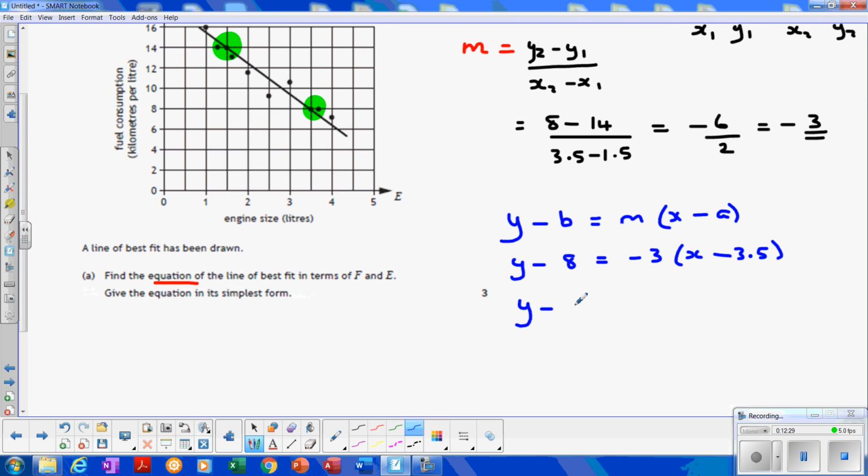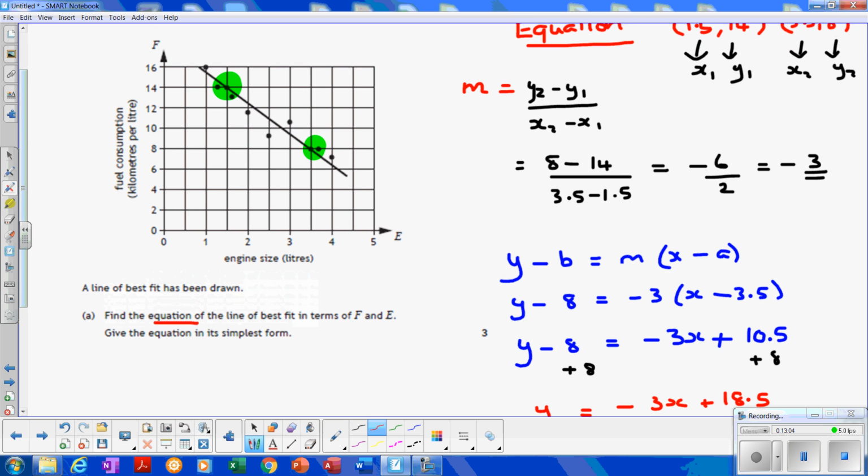So y minus 8 is equal to minus 3x. Minus 3 times minus 3.5 makes that plus, and that will be 10.5. Don't want that 8 to be there, so to undo that, I add 8 onto both sides. So add 8 onto that side, add 8 onto that side, and the equation then is y is equal to minus 3x plus 18.5.